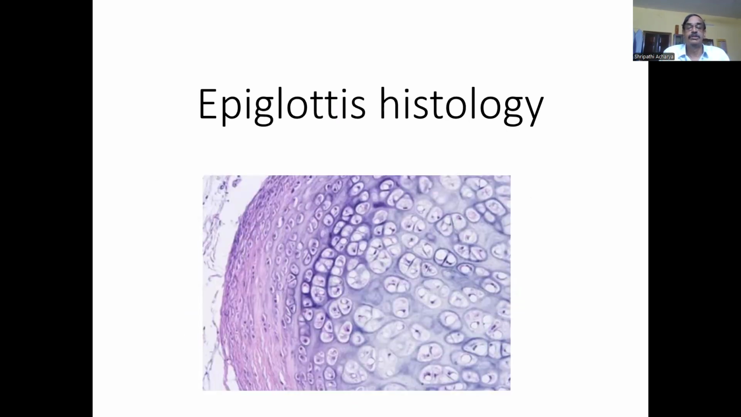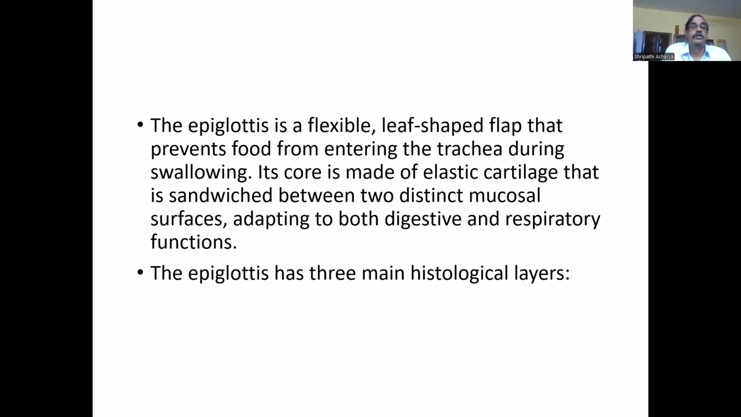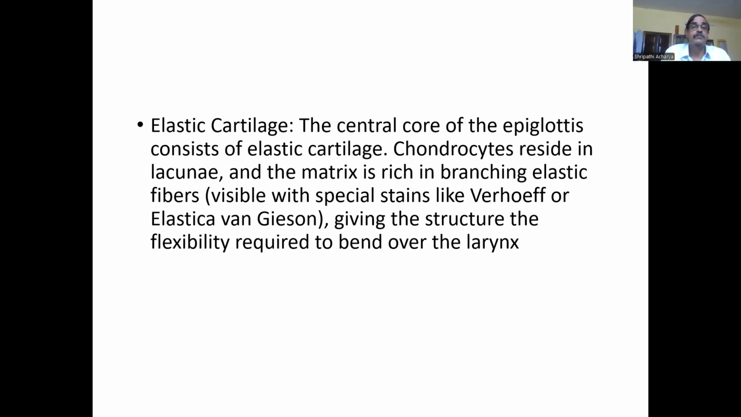Next, epiglottis. The epiglottis is a flexible leaf-shaped flap that prevents food from entering the trachea during swallowing. Its core is made up of elastic cartilage that is sandwiched between two distinct mucosal surfaces, adapting to both digestive and respiratory functions. The epiglottis has three main histological layers.